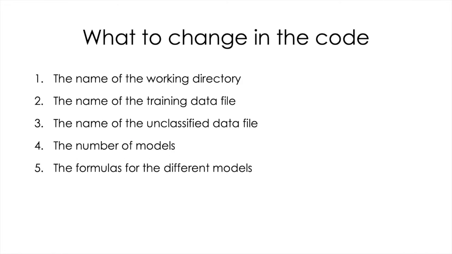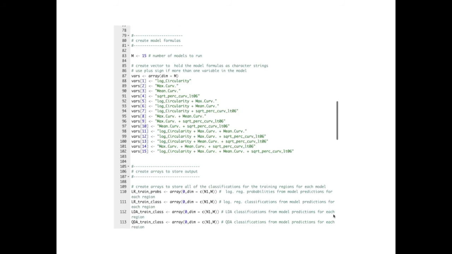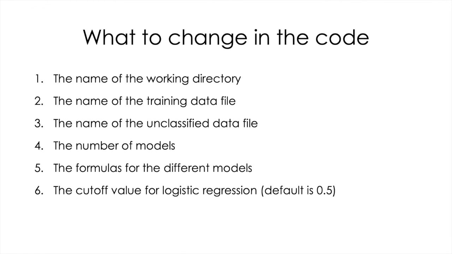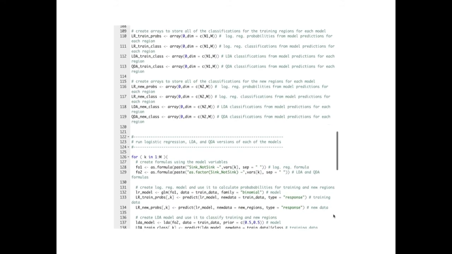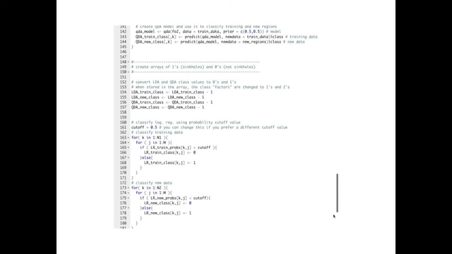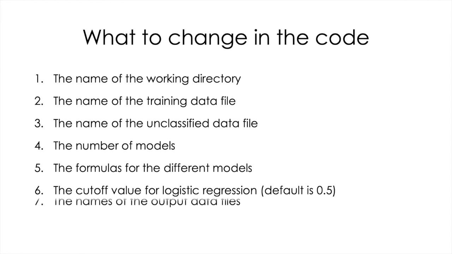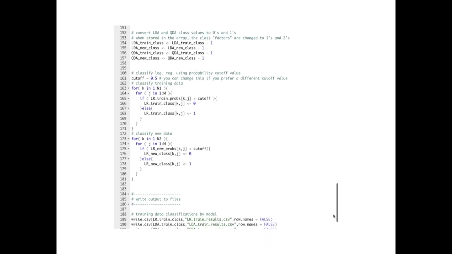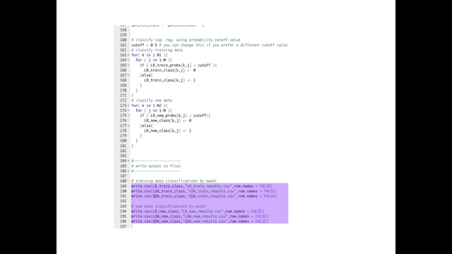You can change the formulas for the different models if you do not wish to use the default models. The formulas contain the names of the variables that you have in your spreadsheet. If you are using more than one variable in a model, separate the variables with plus signs as you see here. Next, change the cutoff value for logistic regression if you want it to be something other than 0.5. Finally, change the names of the output files if you don't want the default names.